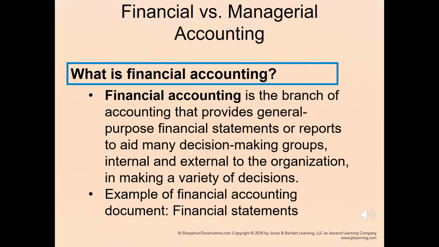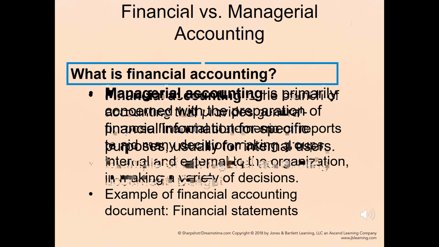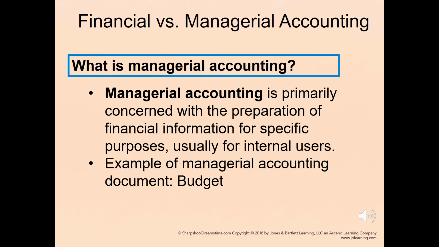So what is financial accounting? Financial accounting is the branch of accounting that provides general-purpose financial statements or reports to aid many decision-making groups, internal and external to the organization, in making a variety of decisions. An example of a financial accounting document is the financial statements. What is managerial accounting? Managerial accounting is primarily concerned with the preparation of financial information for specific purposes, usually for internal users. An example of a managerial accounting document would be a budget.